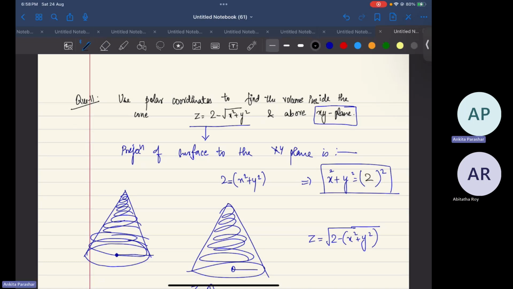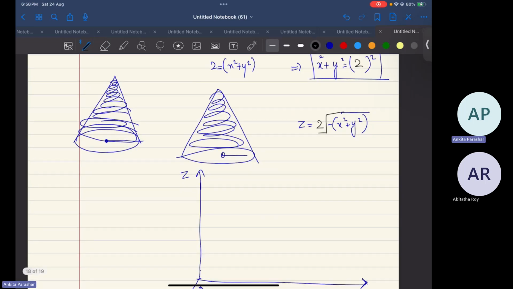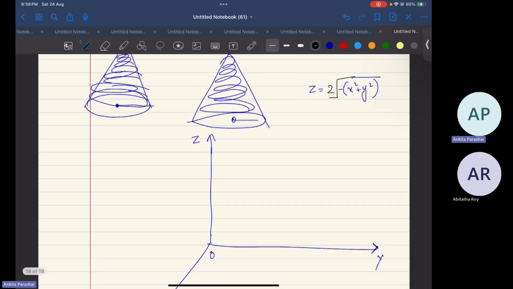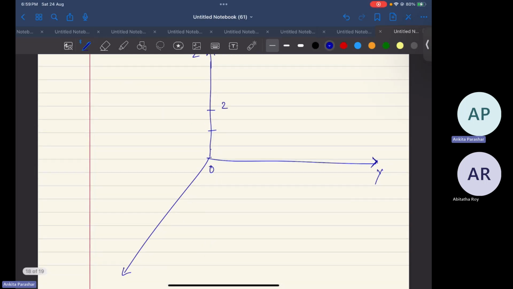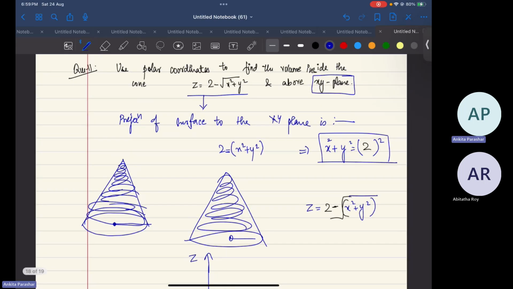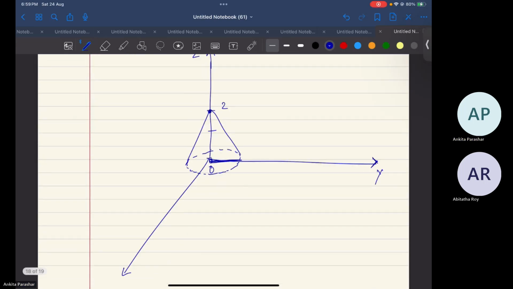It should be 2 minus the root. Now can you tell me what the z value is? Sorry, 2 minus 0, that is 2. Yeah, z is 2. So if I look here, z is 2. Therefore the cone starts, or the cone ends, at this point, and the base is nothing but a circle of radius 2.